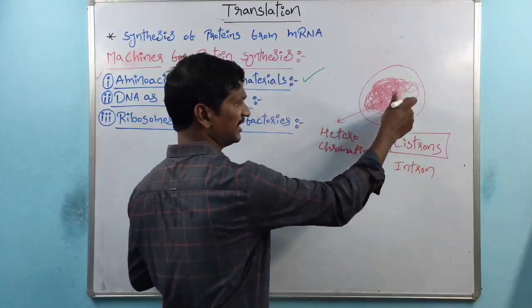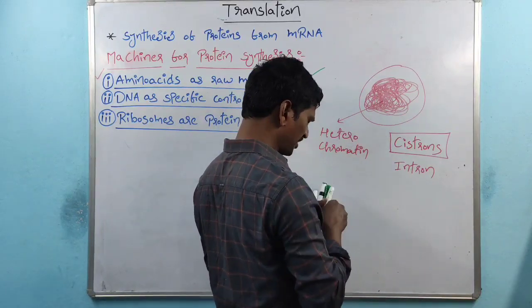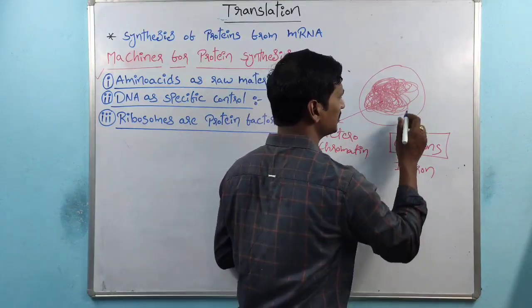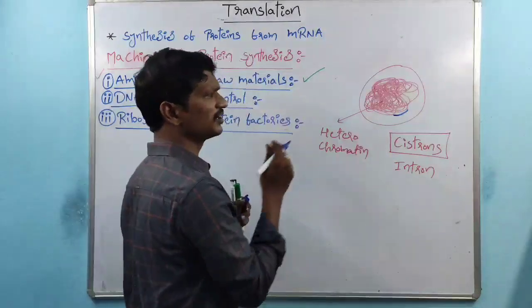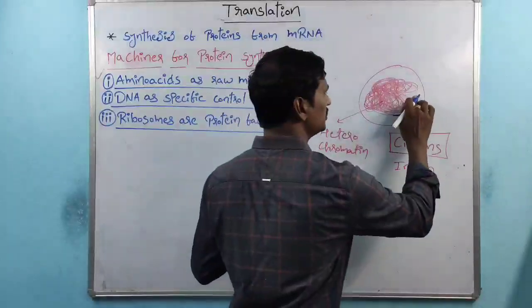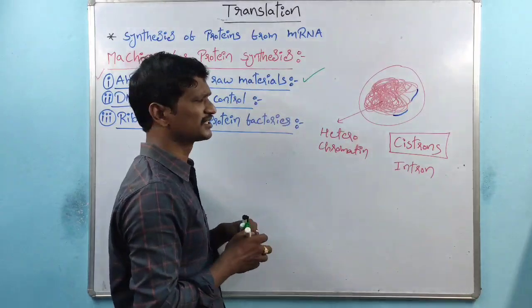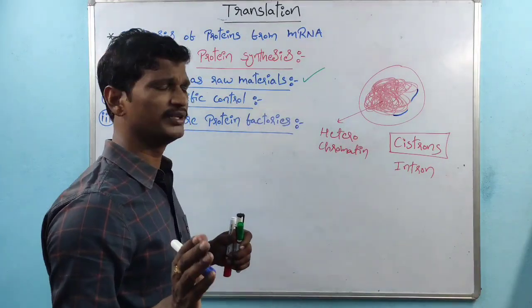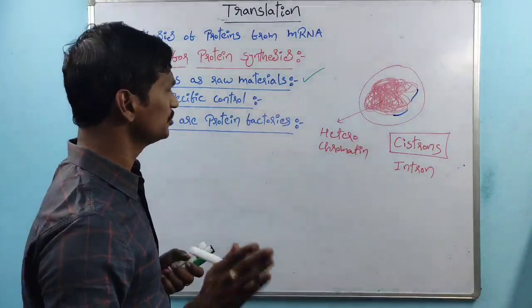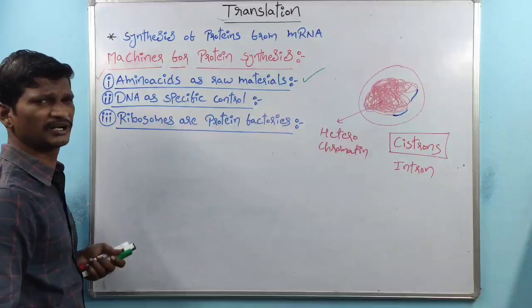Suppose this red line is the entire DNA. Within the DNA there are specific sequences; this is a cistron, and the cistron is involved in gene expression. This is another cistron. There are many cistrons, and the cistrons are involved in the gene expression process. So that is about how DNA has the specific control.